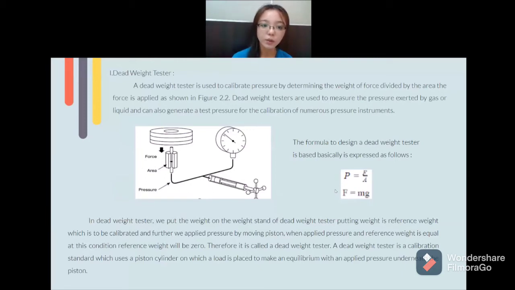In dead weight tester, we put the weights on the weight stand of the dead weight tester. The weight put on is a reference weight which is to be calibrated, and further we apply pressure by moving the piston. When the applied pressure and the reference weight are equal at these conditions, the reference weight will float, therefore it's called a dead weight tester. That's all my part. Then I will pass to Pik Lin.